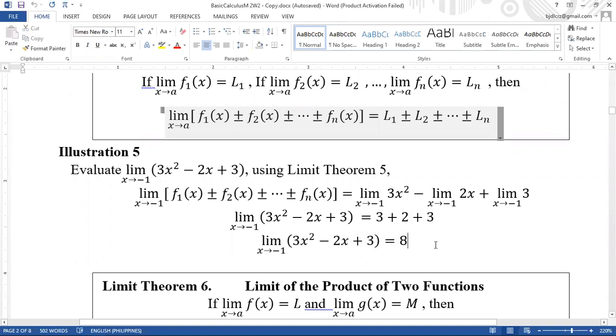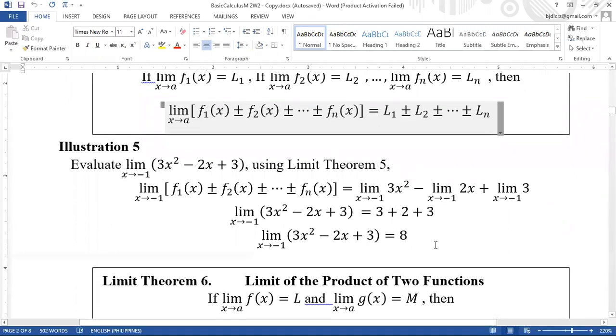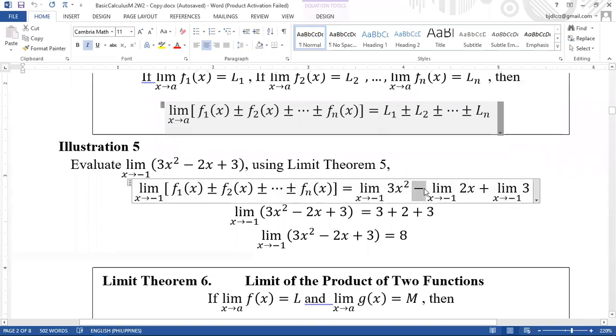Question. Do we multiply the negative, sir? The sign? Yes, sir, you need to apply it. So the limit of 2x, so 2 times negative 1 is negative 2. Negative 2, since it has a negative with it, so we multiply. So negative times negative would become positive.